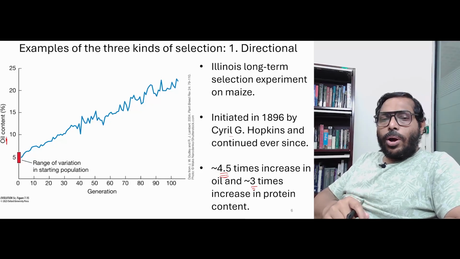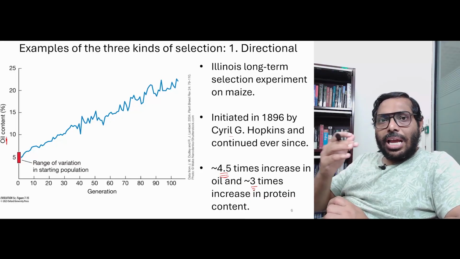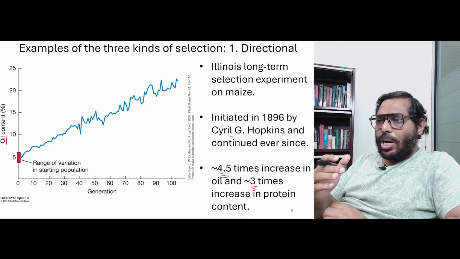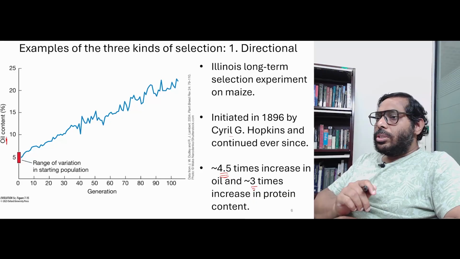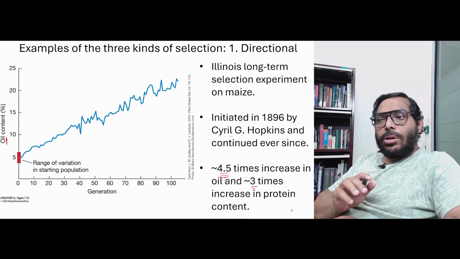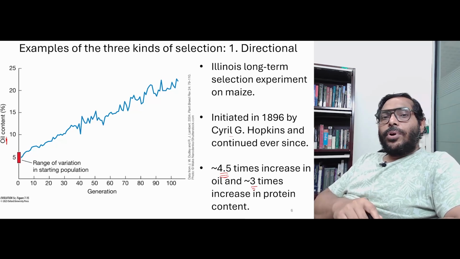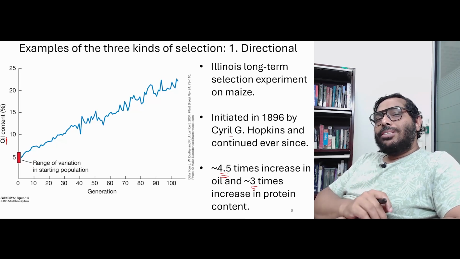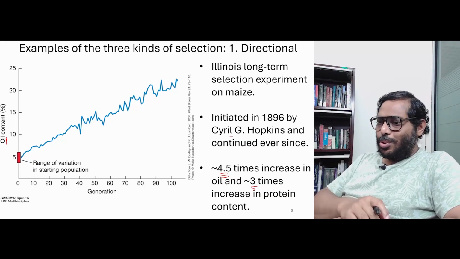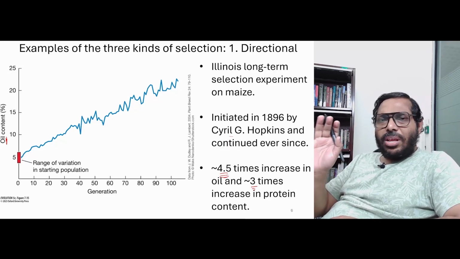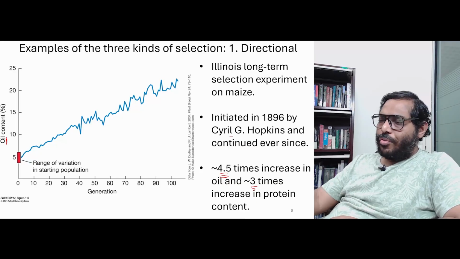So, this is one of the greatest examples of how much selection can change a particular phenotype, and to what extent. And frankly speaking, when they started this experiment, it was an experiment to improve the oil content and the protein content. However, at some point they changed the goal of the experiment, and right now the goal is to see how long one can push this, what is the limit of selection, so to speak. So, this is one of the very famous textbook examples of what directional selection can do to a trait.